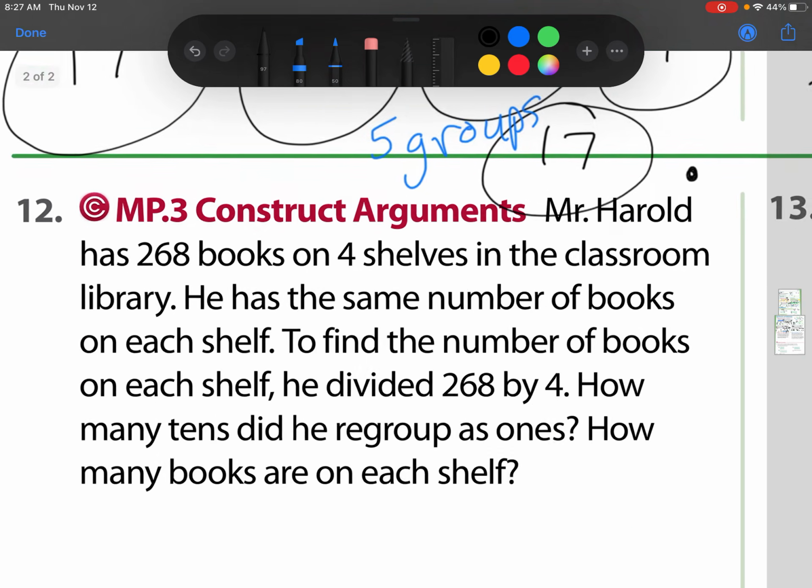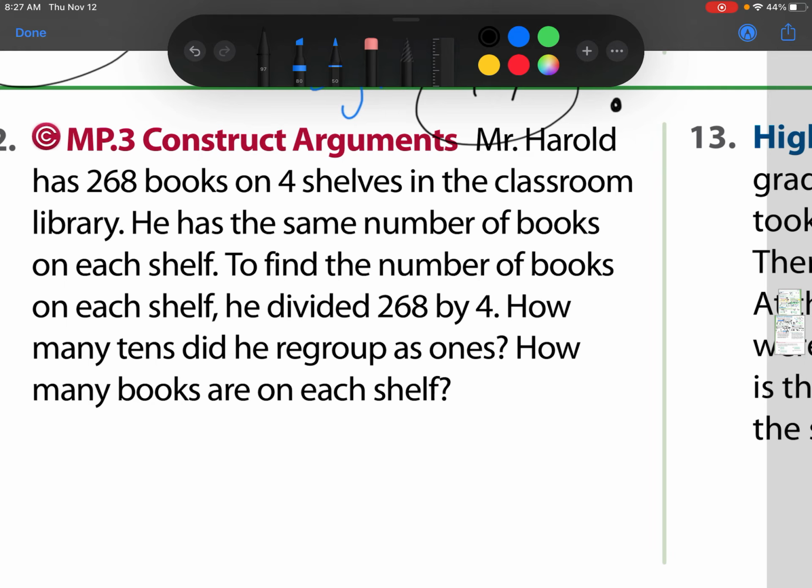Let's head on to number 12 now. Mr. Harold has 268 books on 4 shelves in the classroom. He has the same number of books on each shelf. To find the number of books on each shelf, he divided 268 by 4.